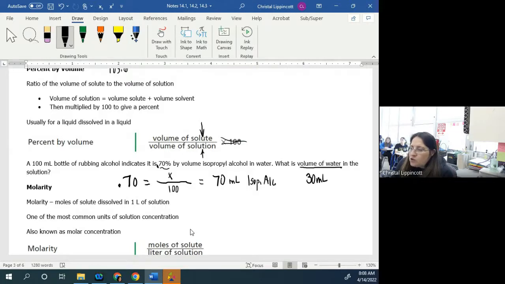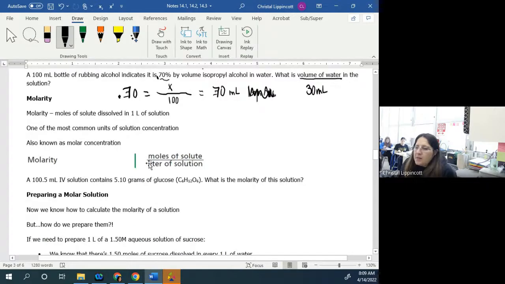The other way that you could have approached this is you could have said, okay, if this is 70%, the water is 30%, and you could have started this out as 30, ended up with 30 here, and then that would have been your water. Does that make sense? Okay. So there's a couple of different ways to approach it.